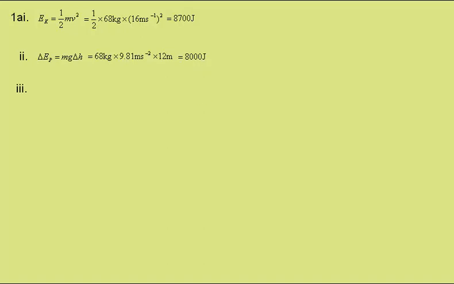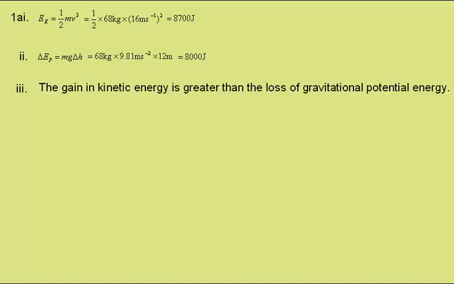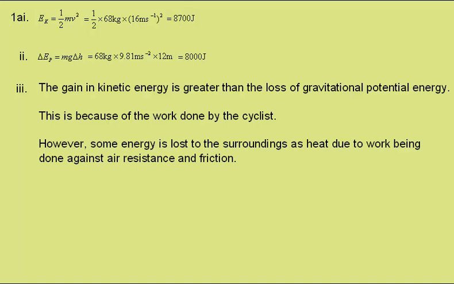In part 3 we're told the cyclist does 2,400 joules of work pedalling down the hill. We're asked to account for the difference between the loss of gravitational potential energy and the gain in kinetic energy of the cyclist and bike. Well, the gain in kinetic energy is greater than the loss of gravitational potential energy. This is because of the work done by the cyclist. However, some energy is lost to the surroundings as heat due to work being done against air resistance and friction.